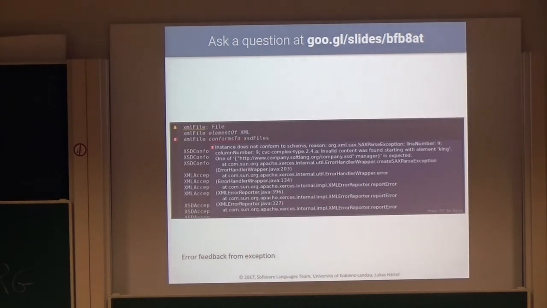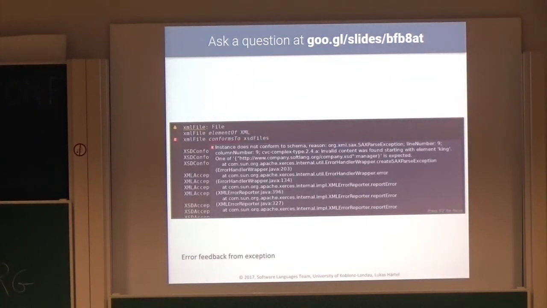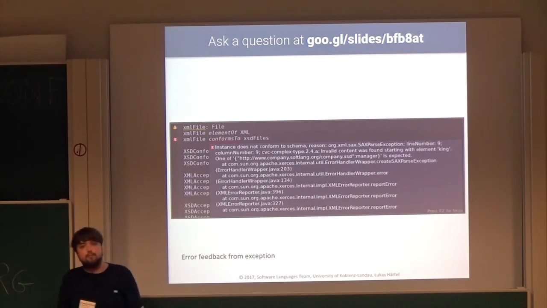This is how it would actually look if we execute this in the IDE. You see that we have an XML file here, and the binding is bound to a file that's actually not conforming to the XSD, to the schema. What you get here is the error message from the evaluation plugin, which is fed back into the editor as an error. You can see that the instance doesn't conform to the schema, with the reason, and you get the exception. Basically, this is how you can give pretty easy feedback on the language level.